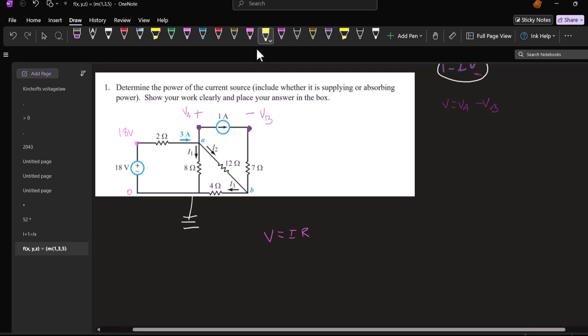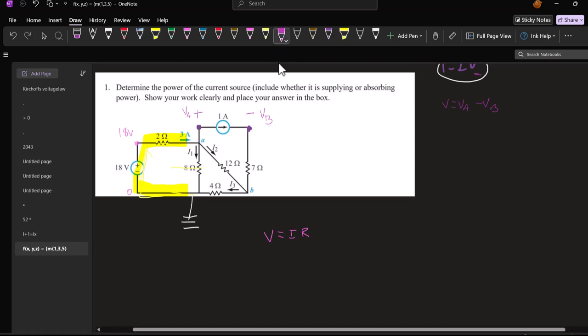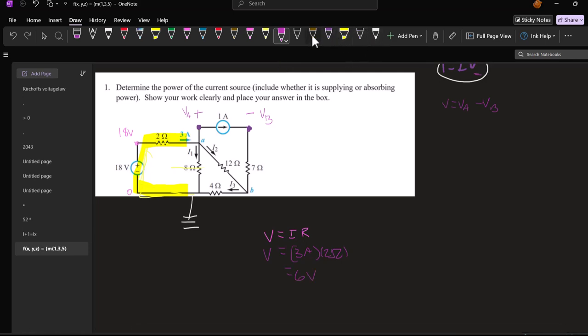I know that the current in this entire branch down here, all of this, is 3 amps going in the clockwise direction, and it has to be because this is all in series. So it's 3 amps everywhere in there. And so the voltage drop across the 2 ohm resistor is 3 amps times 2 ohms, which is 6 volts. So I lose 6 volts going across the resistor.